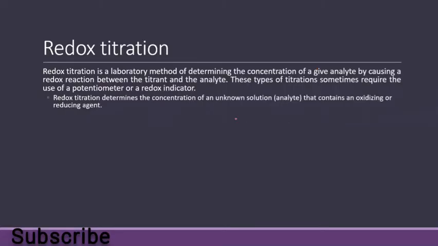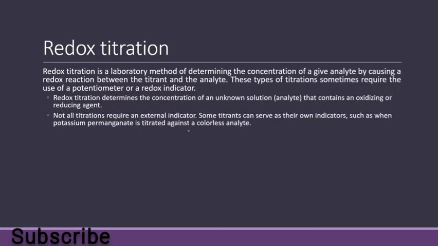Redox titration determines the concentration of an unknown solution, the analyte, that contains an oxidizing or reducing agent. Not all titrations require an external indicator. Some titrants can serve as their own indicators, such as when potassium permanganate is titrated against a colorless analyte. Potassium permanganate is purple in color, and if you titrate it against a colorless analyte, you will see the change in color or persistent color of potassium permanganate in the solution. We will discuss this in our next slides.